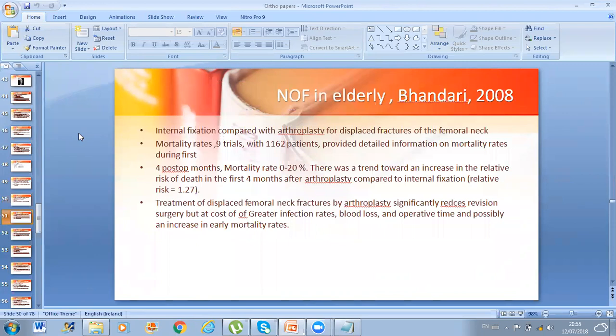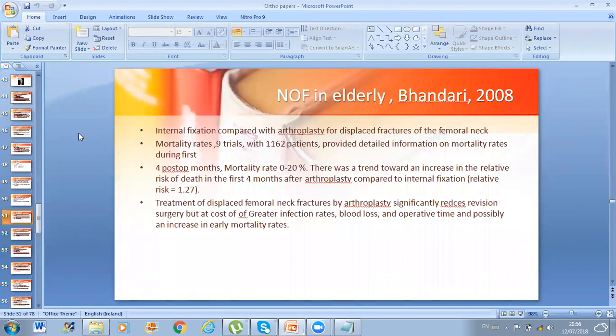So how will you fix, who will tell me, I have a patient of 80 years old, non-diabetic, non-hypertensive, walking without any stick, who had a neck of femur fracture. What will I do?